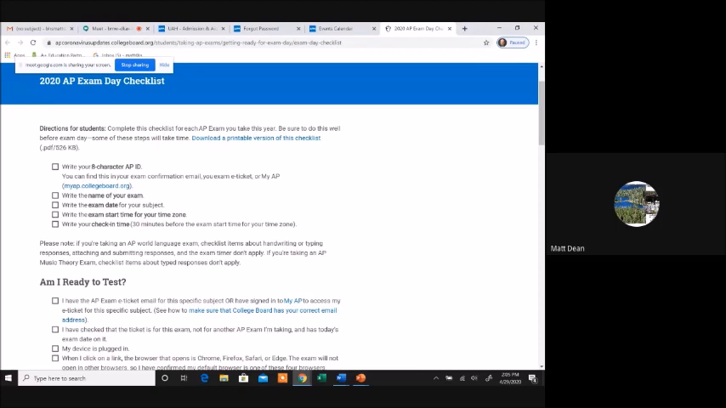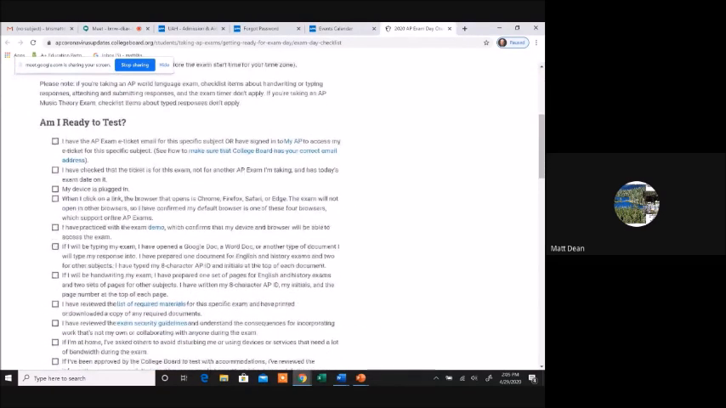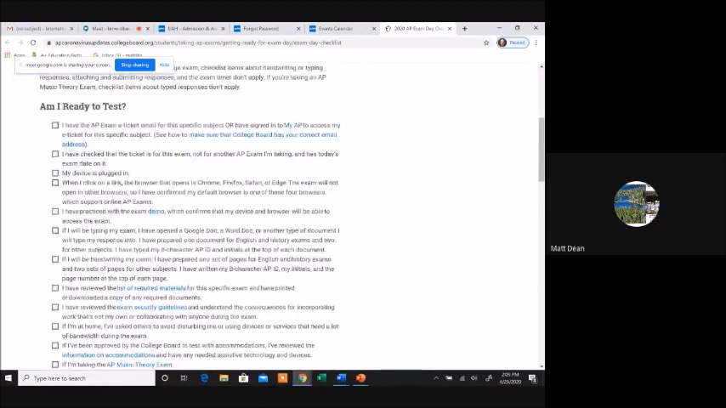Make sure you know your exam day, start time, all that fun stuff. The check-in time is 30 minutes before the exam. They're just wanting to make sure you're prepared and you know when you're supposed to log in. You scroll on down. Some things to check off to make sure you're ready to take the test.